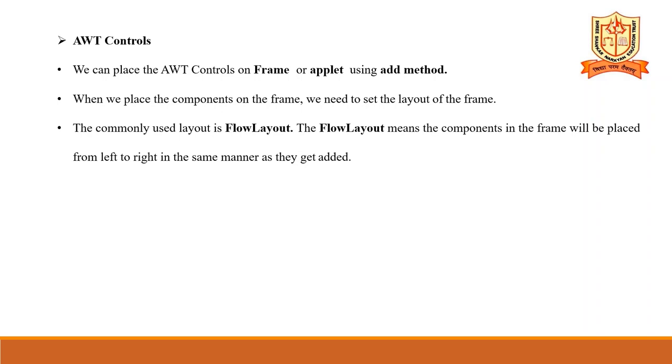AWT controls, we can place AWT controls on the frame or applet using add methods. We can place components on the frame. We need to set the layout of the frame. The commonly used layout is flow layout. Flow layout means components in the frame will be placed from left to right in the same manner as they get added. Is it clear? Flow layout means components are added from left to right as they are created. The distance between each component is 5 pixels.